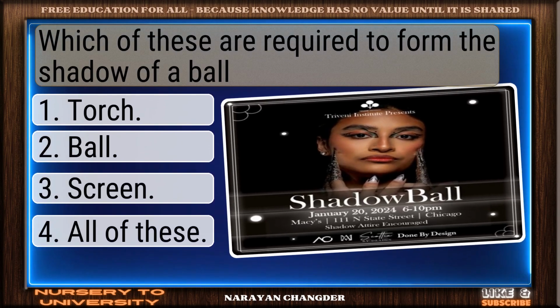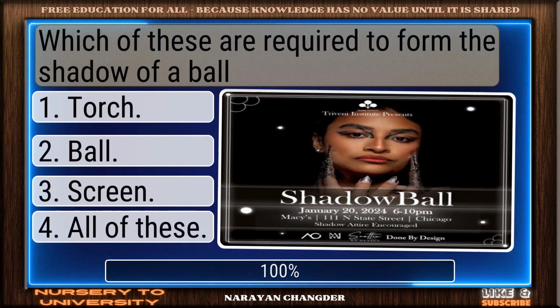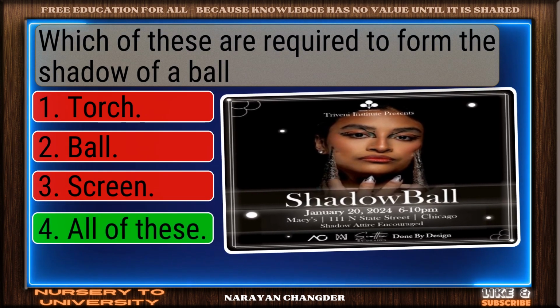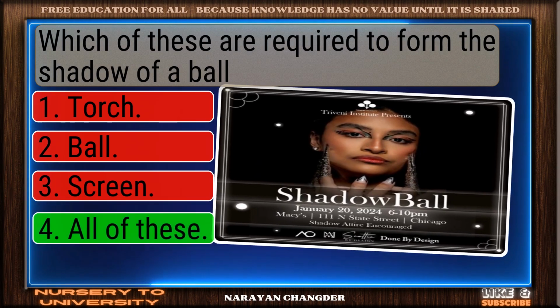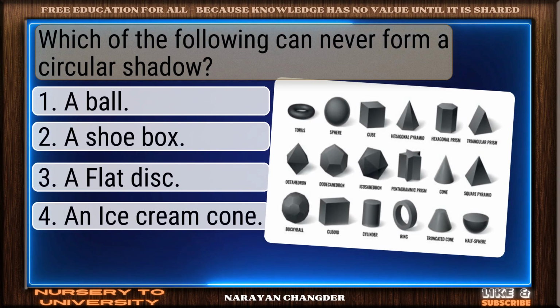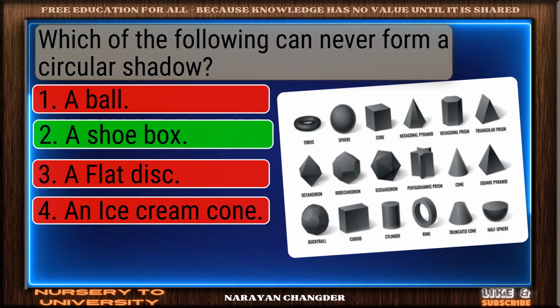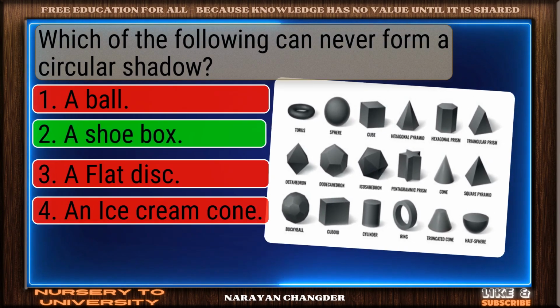Which of these are required to form the shadow of a bull? Strong choice. All of these is the right answer. Which of the following can never form a circular shadow? Nicely done. A shoebox is a solid answer.